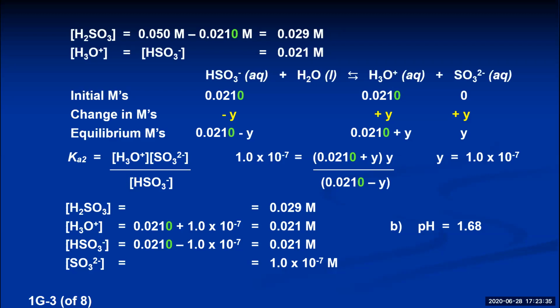Problem number 3. A solution is 0.30 molar in sulfuric acid. Calculate the concentrations of all the species present and calculate the pH of the solution. Similar problem. In this case, the acid we're given is a strong acid, H2SO4.